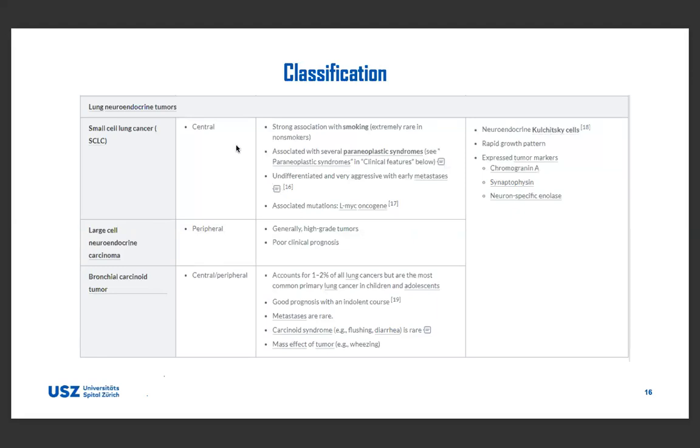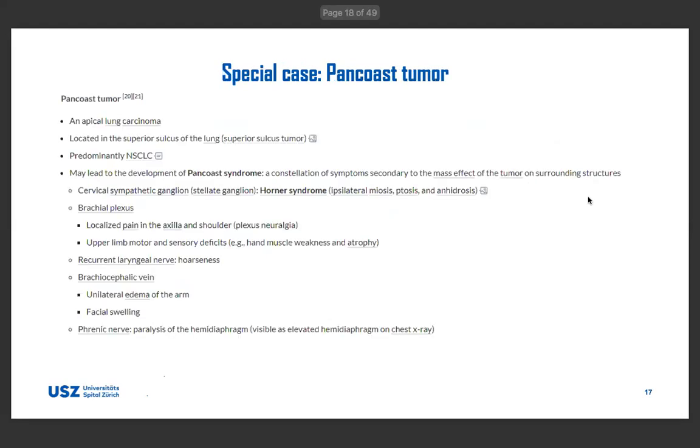And the location is mainly central. That's very important to remember. And here we have some specific information on how to recognize them if we do histology in general. One special case, which I want to already mention at the beginning, is the so-called Pancoast tumor.